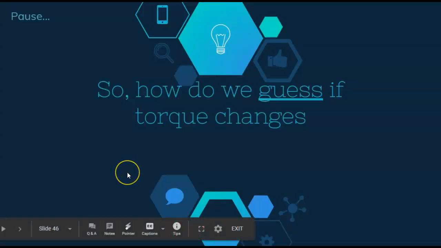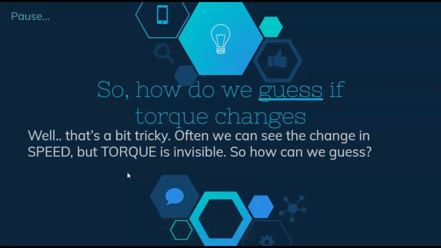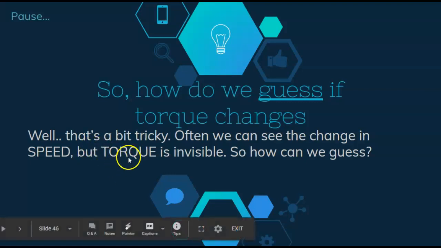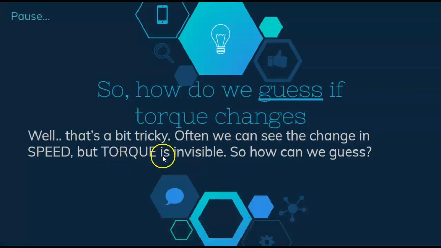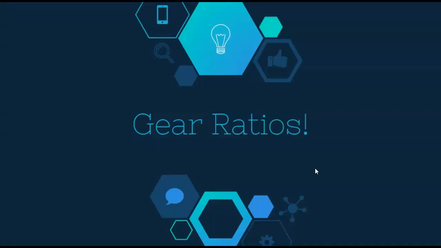So how do we guess if torque changes? Well, that's a bit tricky. Often, the thing about speed is we can see it change. There's a visual for us. But the tricky thing about torque is it is invisible. We can't see torque. It's just a theory. So how can we guess if torque is changing? With gear ratios.